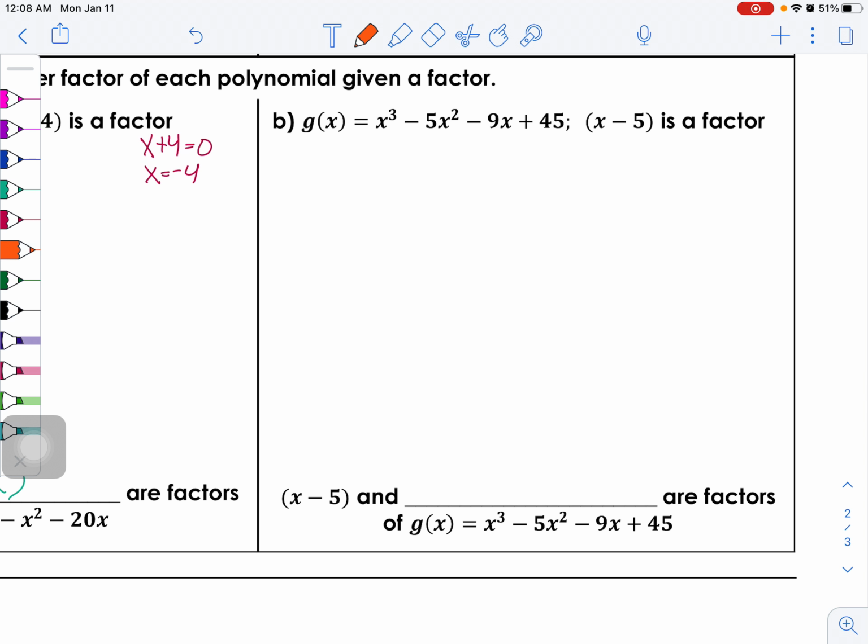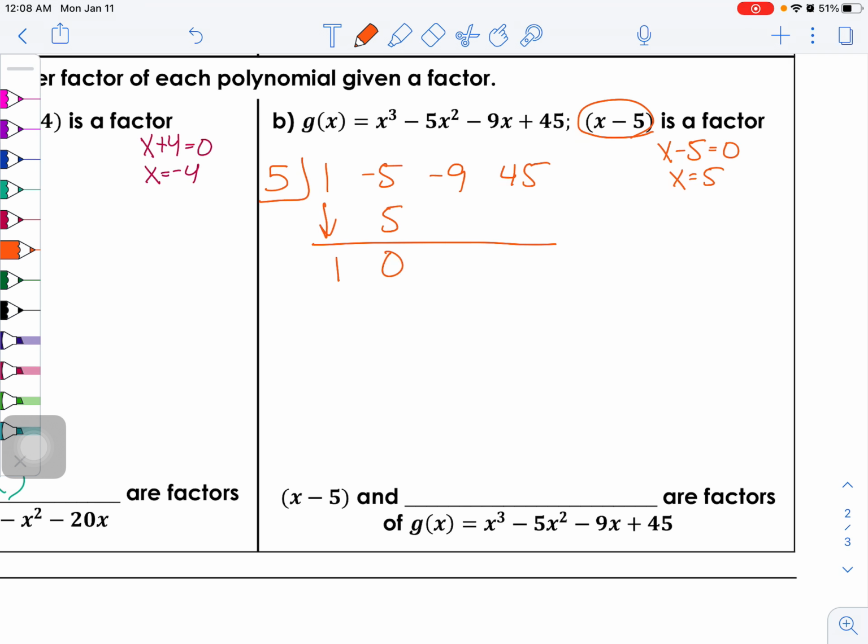All right, and then part B, last problem for this one. Let's see what we got here. We know x minus 5 is a factor. So x minus 5 equals 0 gives me x is equal to 5. Little synthetic division, 1, negative 5, negative 9, and 45. So 3, 2, 1, and the constant. So that's going to be 1. 5 times 1 is 5. That's going to be 0, 0, negative 9, and negative 45. Whoops, negative 45. 0 there.